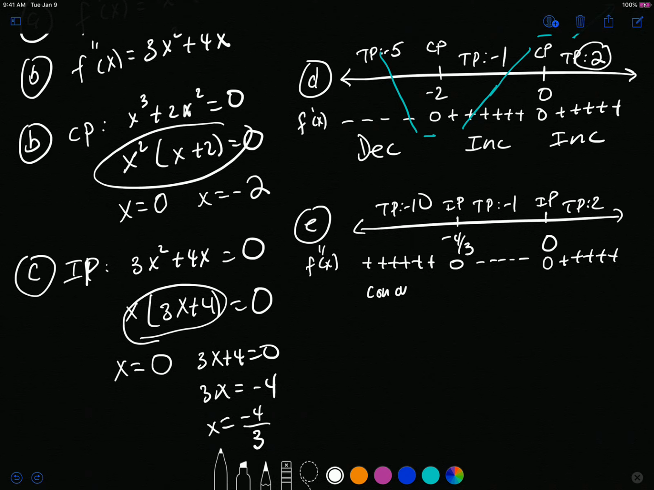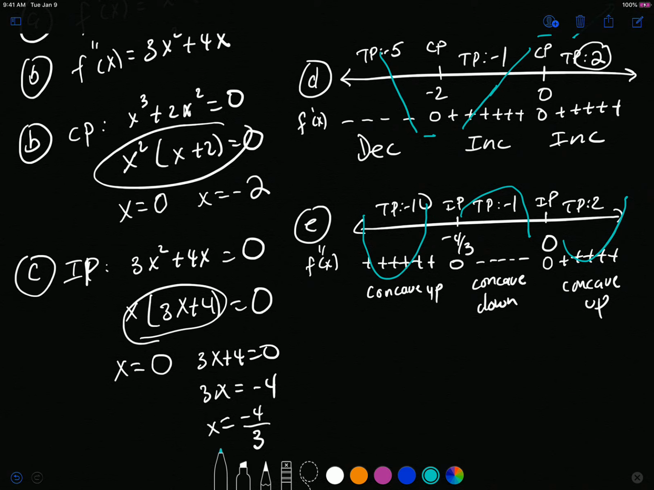Can't spell concave today. Concave up, then concave down, and then concave up again. So this graph is going to bend up, and then it's going to bend down, and then it's going to bend up again. So that kind of gives us the contours of what this graph looks like.